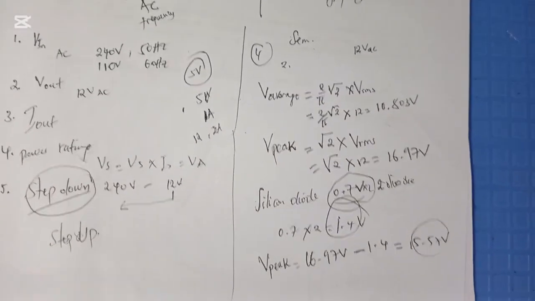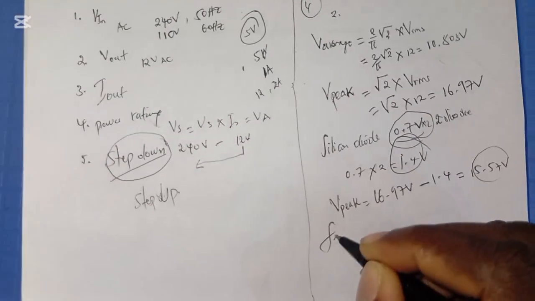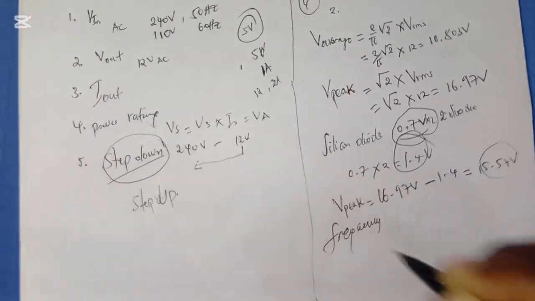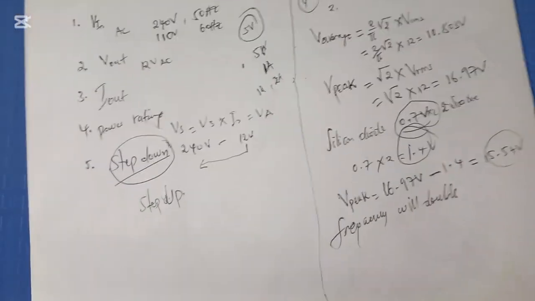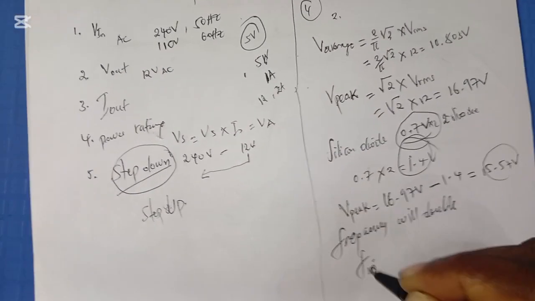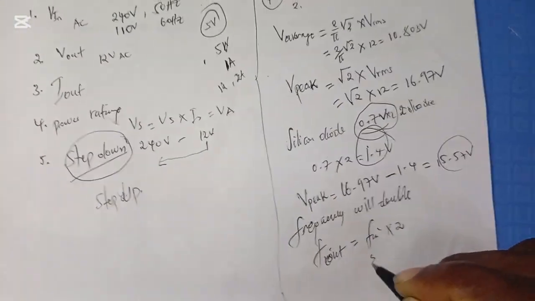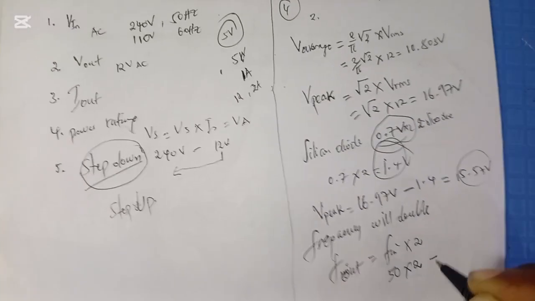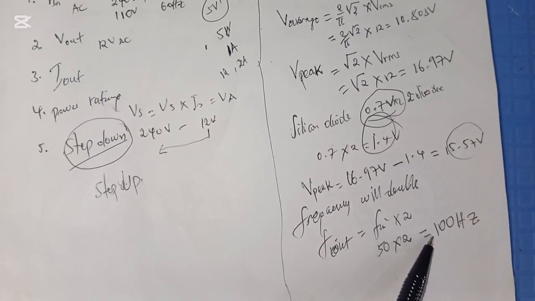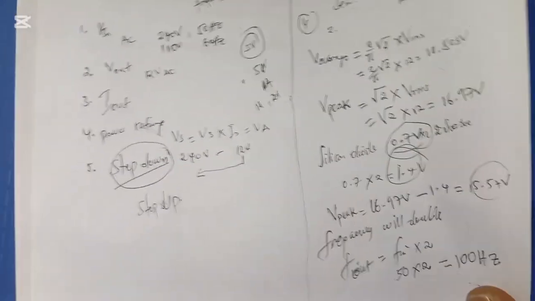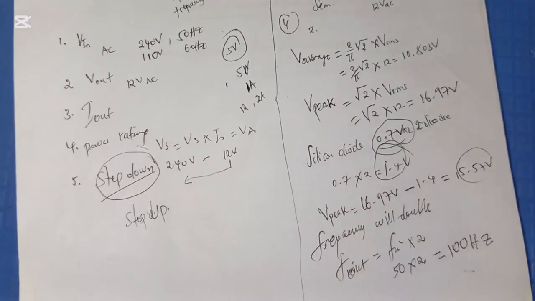Now another factor is that after rectification, the frequency will double. What do I mean? The frequency output will be equal to frequency input times 2. So if my frequency input is 50 Hz, after rectification it is going to be 100 Hz. So this is what is going to be at the output after rectification. Those are the simple calculations we do after rectification.